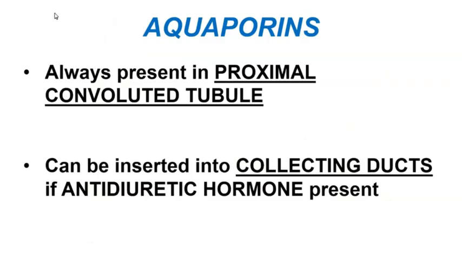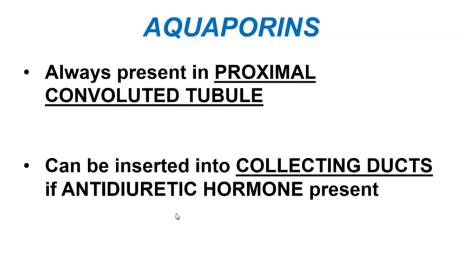So aquaporins are always present in the proximal convoluted tubule. So right as filtrate is leaving the glomerular capsule and entering the proximal convoluted tubule, water is already being reabsorbed in the proximal convoluted tubule. Aquaporins can also be manufactured and inserted into the collecting ducts if the antidiuretic hormone is present. So normally aquaporins are not present in high quantities in the collecting ducts, but as the levels of antidiuretic hormone in the blood go up, the numbers of aquaporins in the collecting ducts goes up as well.